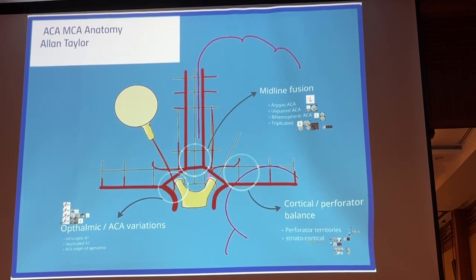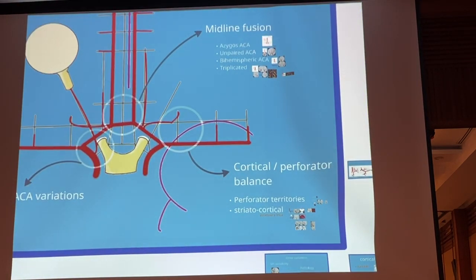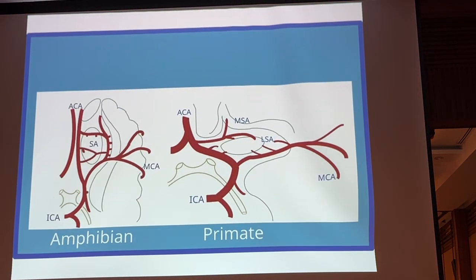But what about if we move down to the middle cerebral artery? And the possibilities that are present here is differences in cortical perforator balance, and we need to look at the perforator territories. So it's good to revise the difference between amphibian circulation and primate circulation. So the amphibian circulation, you'll see that the middle cerebral artery arises from the striate vessels. So the striate vessels supply the deep gray matter and are present before we have a lot of cortical hemispherical matter. So they're an earlier addition.